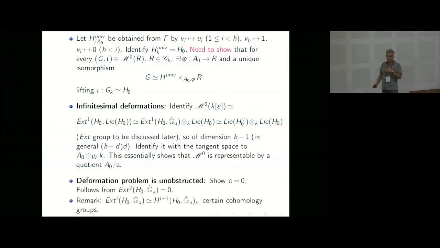And the second step goes under the general slogan of the deformation problem being unobstructed. All that I want to say about it, if you're familiar with deformation problems, you have encountered it maybe in other contexts, but just as the tangent space involved studying Ext^1, unobstructedness involves the studying of Ext^2 and in fact vanishing of Ext^2.